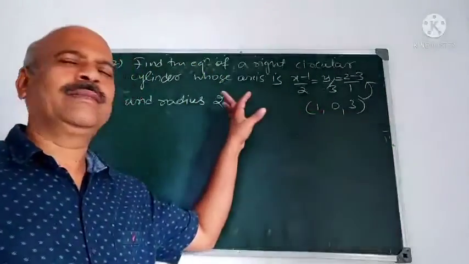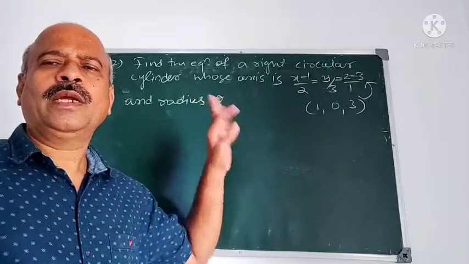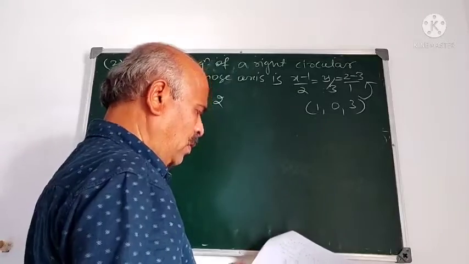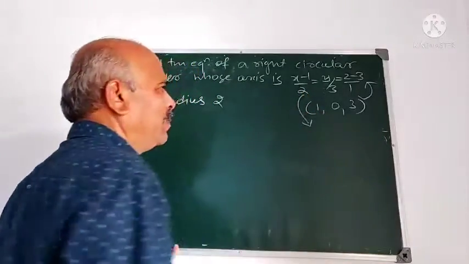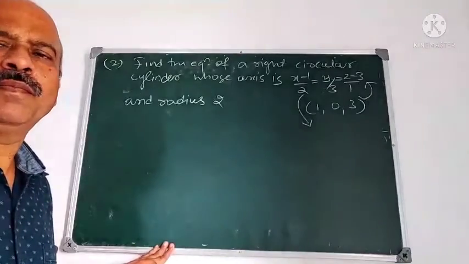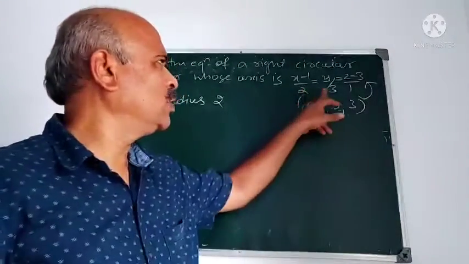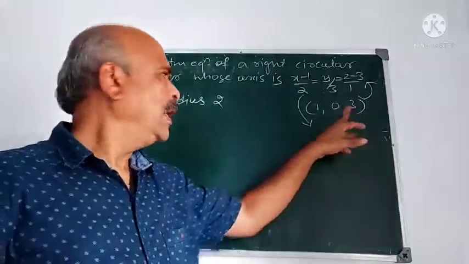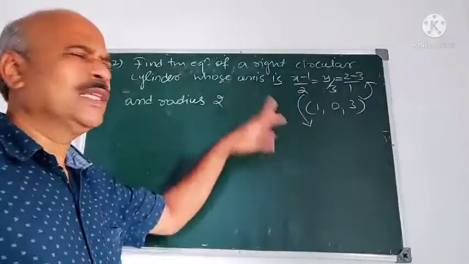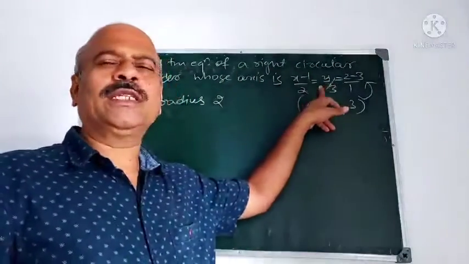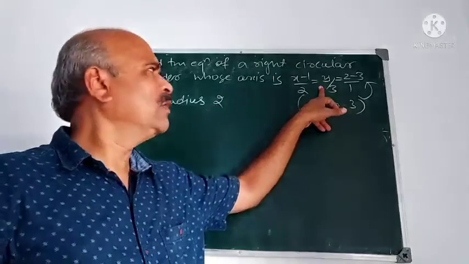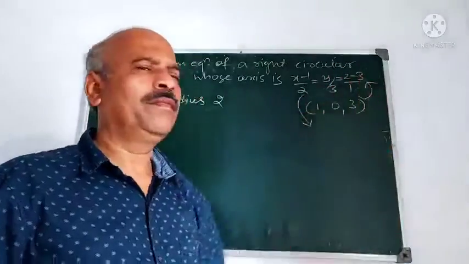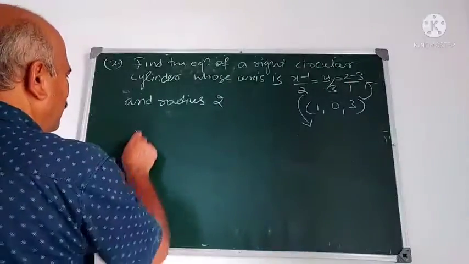Then it is exactly the same as the previous problem. One more thing: direction cosines are not given, direction ratios are given here again. What are the direction ratios? 2, 3, 1. In the previous problem, the point the axis passes through was given, and the radius was given. In this case, the equation of the axis is given, which means it passes through (1, 0, 3). Follow, no? (1, 0, 3). Therefore, the problem is like this.